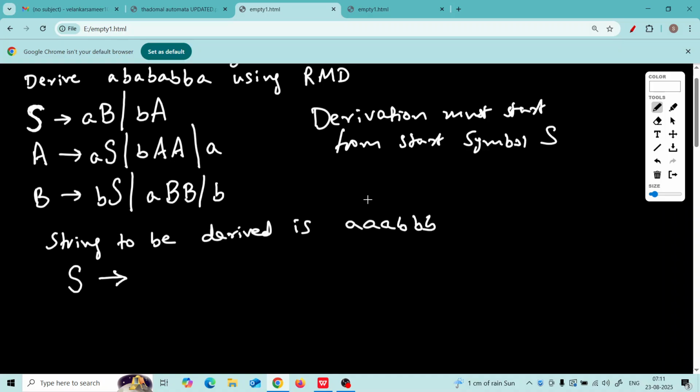S can derive like this, either small a followed by capital B or small b followed by capital A. You tell me, we want to derive this string, correct? What is the first terminal we want in the string? a. So obviously when we use capital S, we will not use the second production bA. Suppose I say S derives bA, then I am deriving a string which begins with b, but I want a string which begins with a. So the production that we will use is, we will say S, please give us small a followed by capital B. This is the production I have used, okay.